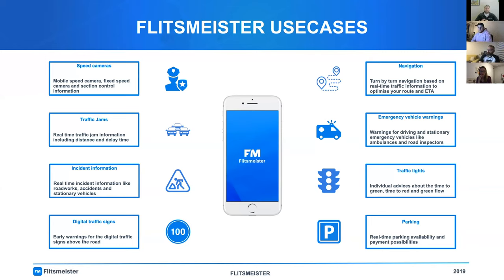Recently, we added smart traffic lights. Not only does the app show you the state of the traffic light at this moment, but it will also give you a little bit of priority because the traffic light knows you are coming. And we also added parking, so you can pay for parking in the Netherlands. For now, it's just on-street parking, but later we will also include Q-Park.